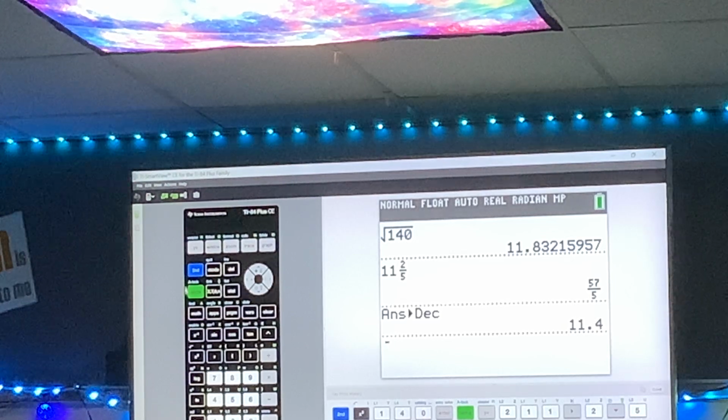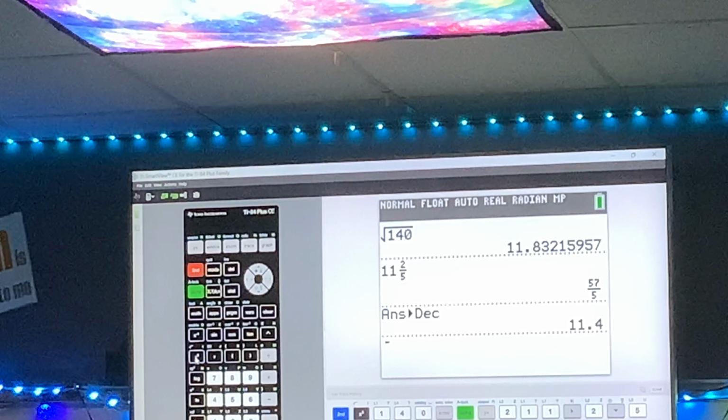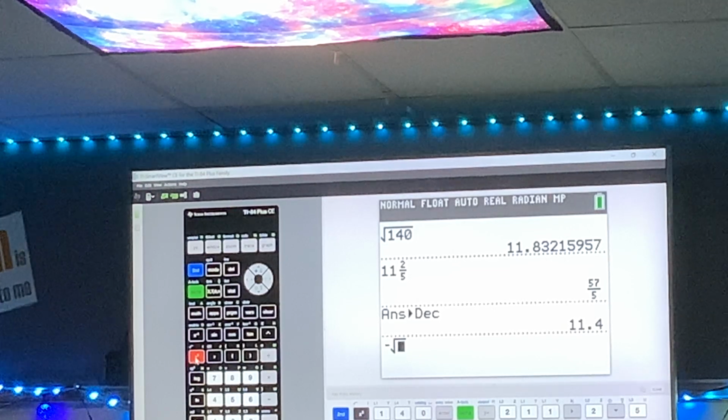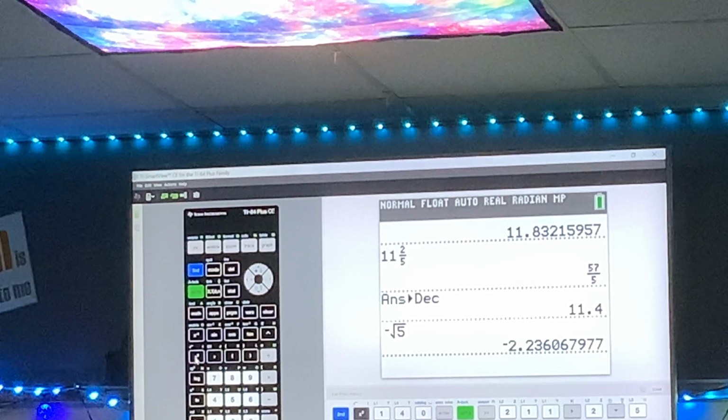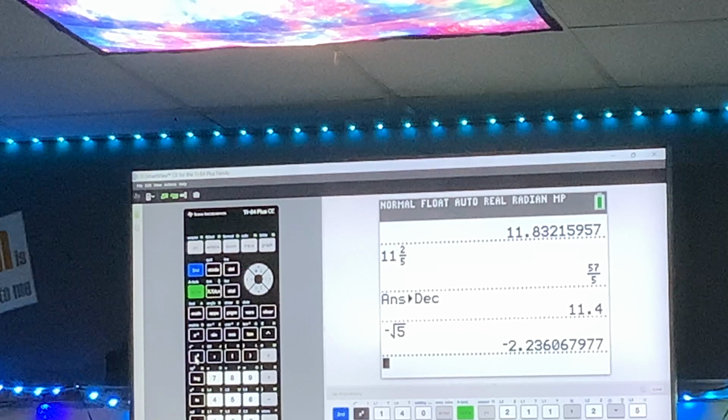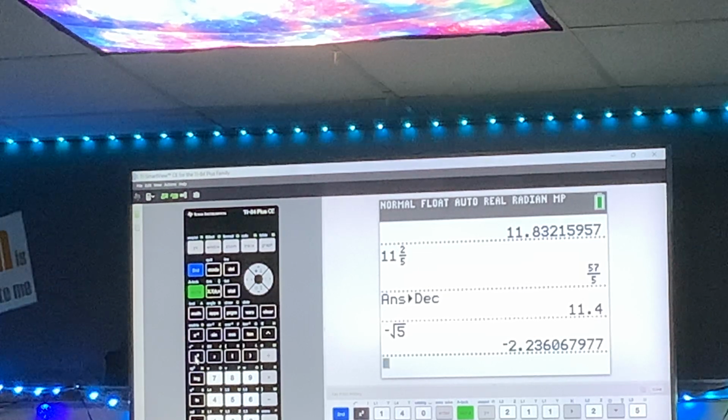Square root of 5. So you're going to hit second, x squared, 5, and hit enter. So I would just put negative 2.2. You could put 4, round to the nearest hundredth. 2.2, to the nearest hundredth would be 2.24. Hundredth is the second place behind your decimal. So, oh, it's over here. I would write negative 2.23. Oh, 2.24, sorry. 2.24. Okay.